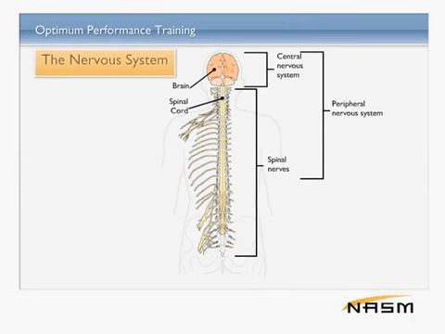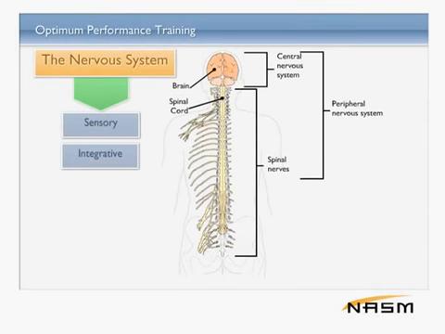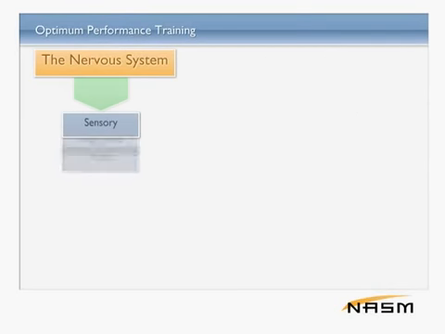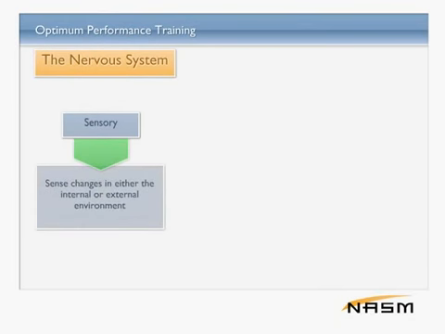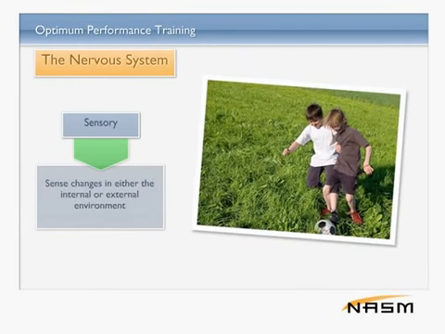The three primary functions of the nervous system include sensory, integrative, and motor function. Sensory function is the ability of the nervous system to sense changes in either the internal or external environment, such as a stretch placed on a muscle, an internal change, or the change from walking on the sidewalk to walking on sand, an external change.